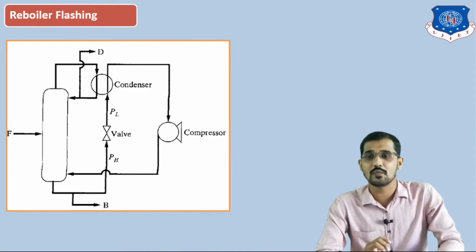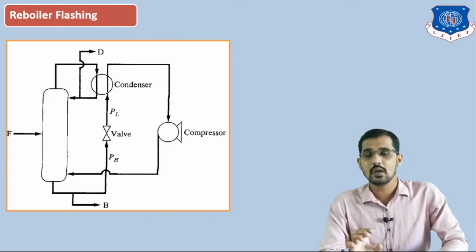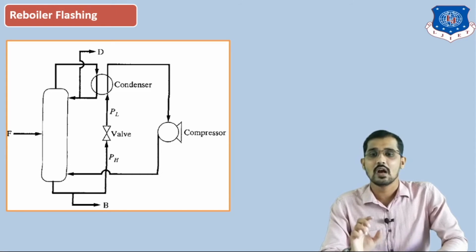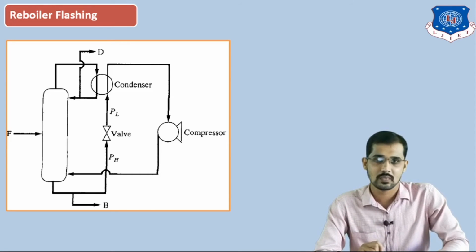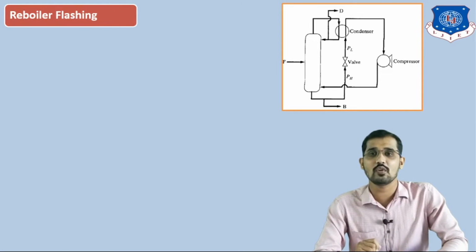Okay, so this is the figure for reboiler flashing, where we have one distillation column. After that, we have a condenser, that is nothing but a heat exchanger. After that, we have a compressor here. So you can see now, this is the figure for reboiler flashing.